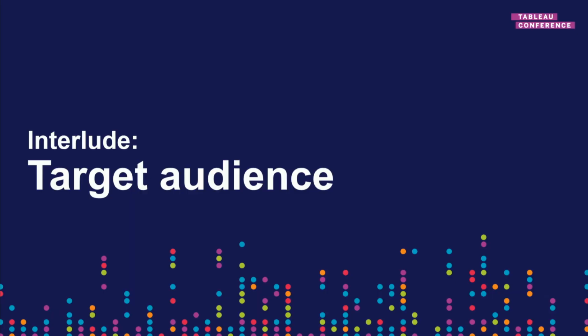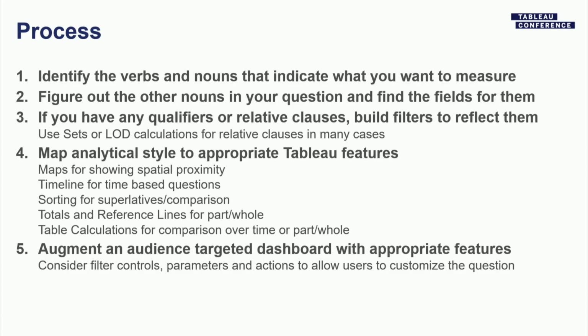Okay. So this is kind of a breakdown of this process that we walked through. So you start off and try to identify the verbs and nouns that indicate what you want to measure. Then you can figure out the other nouns in the question that are going to basically indicate to you what fields and dimensions you want in your visualization. Then you want to key in on those relative clauses and qualifiers. Sometimes you need to build filters for those. Other times you may use sets or LOD calculations to make computations on the side that are independent of the rest of the visualization. And those clauses are the things that key you into those.